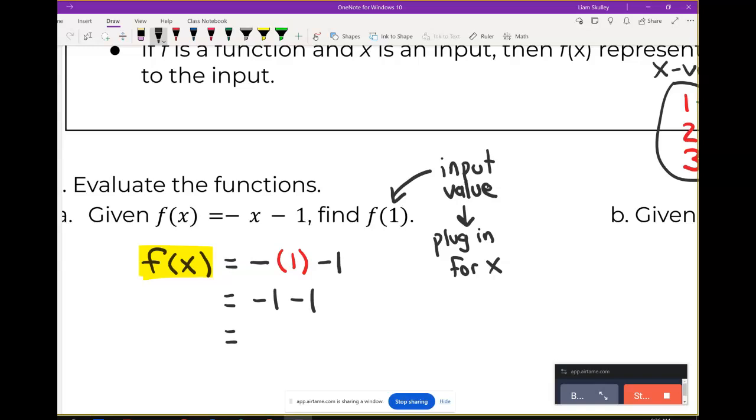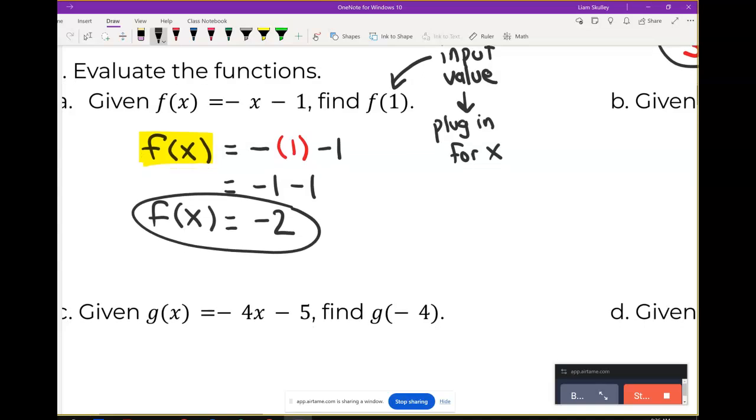Which is then equal to negative 2. So we could say f of 1 is equal to negative 2. What that means is when our input is positive 1, our output value is negative 2.